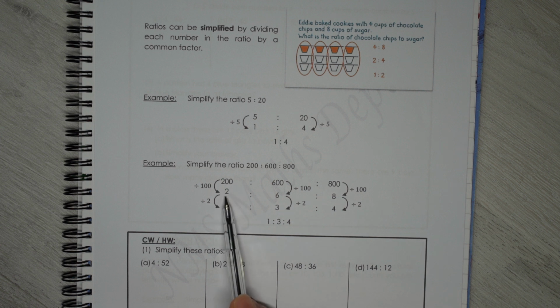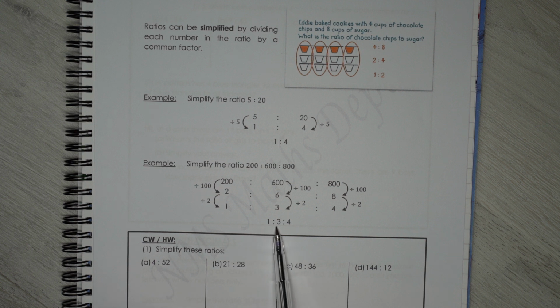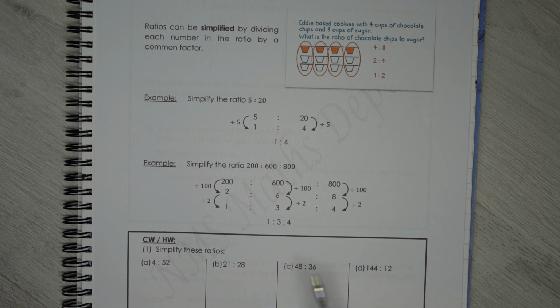So when we divide by 100 we end up with 2, 6 and 8. But we can notice that 2, 6 and 8 can be divided again by 2. So when we divide by 2, 2 divided by 2 is 1, 6 divided by 2 is 3, and 8 divided by 2 is 4. So the final answer is 1 is to 3 is to 4. If you stop at 2 is to 6 is to 8, we say that the ratio is not in its simplest form. So we need to continue simplifying the ratios as much as possible.